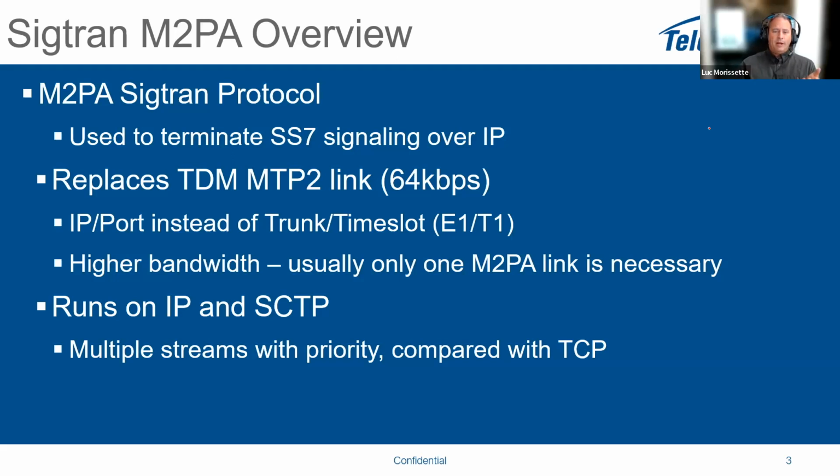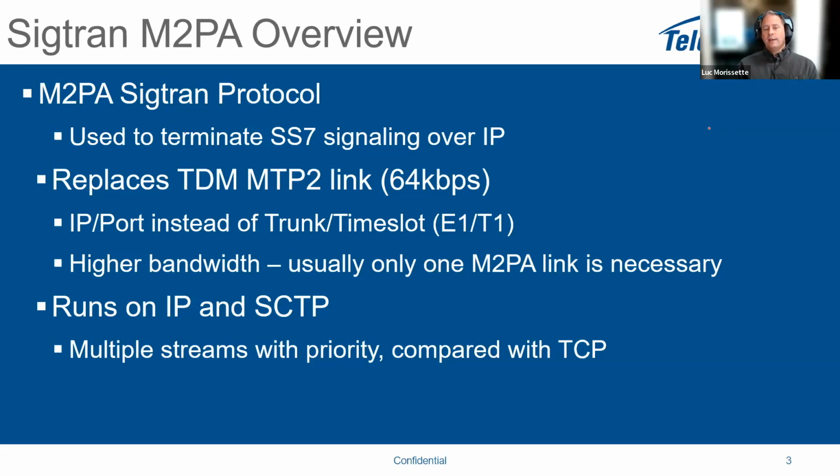So to compare a TDM MTP2 link with an M2PA SIGTRAN link, on SIGTRAN it's an IP and port, and on a TDM link, it's a trunk and time slot. So one time slot of an E1 or a T1 running at 64 or 56 kilobit per second.